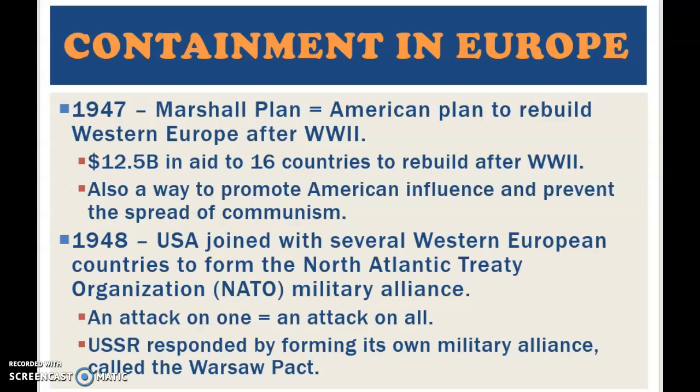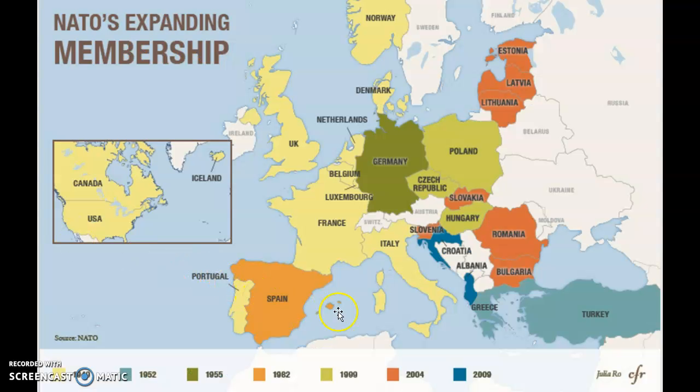The Soviets responded by forming their own military alliance called the Warsaw Pact. So you can see, it started out with UK, France, Italy, the US, Canada, and it grew over the years to include countries like Turkey and Greece, right? And now includes a bunch of these countries, right? And still is kind of fighting off aggression from Russia over there, all right?